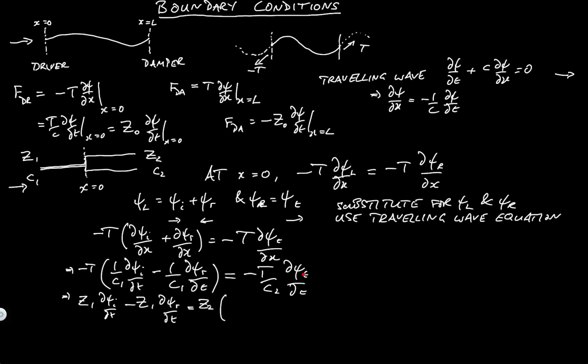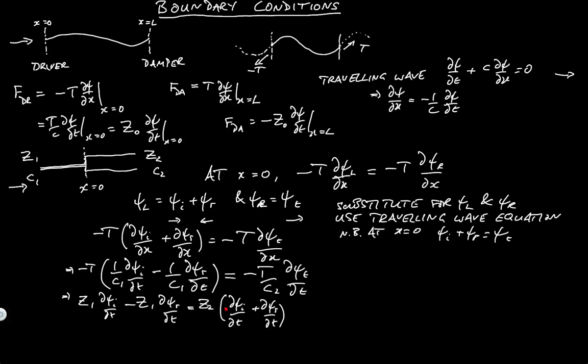And now I'm going to take into account the fact that the psi t must equal psi I plus psi r. So I'm going to have d psi I by dt plus d psi r by dt. So I'll put this up here. I'll say at x equals 0, psi I plus psi r is equal to psi t. That's just a boundary condition that's saying that the junction stays fixed.